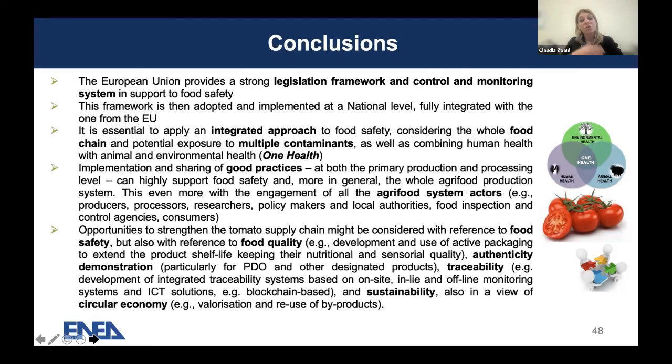And we have to consider the opportunity to strengthen the tomato supply chain, first of all, of course, as concerns food safety, but also food quality, for example, with the development and use of active packaging to extend the product shelf life, keeping the nutritional and sensorial quality, authenticity demonstration, traceability, for instance, by developing integrated traceability systems based on on-site, in-line and offline monitoring systems and ICT solutions, and sustainability. Also in view of the circular economy.